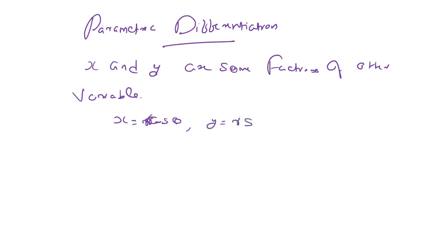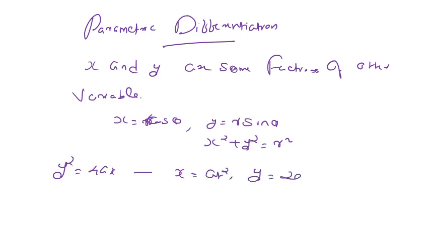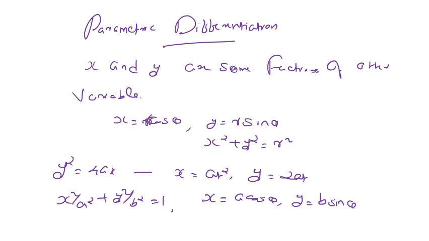Actually, this is the parametric form of x squared plus y squared is equal to r squared, the circle equation. Similarly, y squared is equal to 4x is a parabola. Its parametric form is x is equal to at squared, y is equal to 2at. Similarly, for the ellipse, x squared by a squared plus y squared by b squared is equal to 1, its parametric form is x is equal to a cos theta, y is equal to b sin theta. These are the parametric forms.